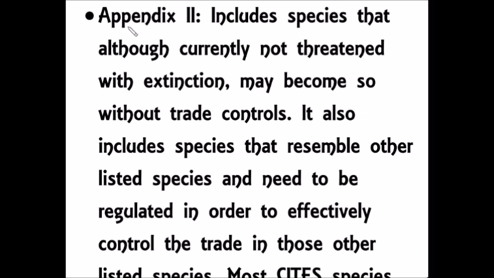Appendix 2 includes the species which are not currently threatened with extinction. Currently there is no problem. But in future, they may become threatened with extinction if trade controls are not placed. So in future, these species may become Appendix 1 species if adequate protective measures are not taken. These kinds of species are placed in Appendix 2.